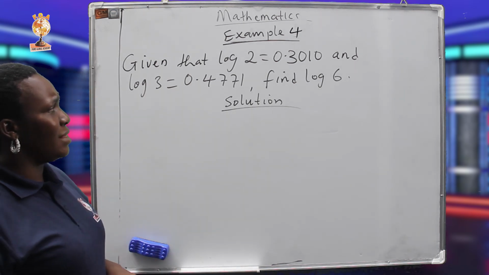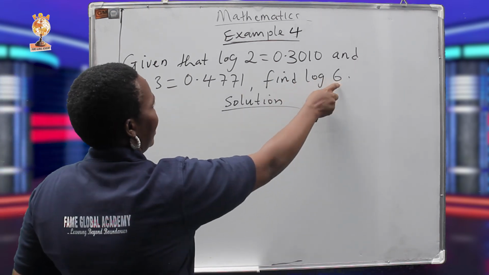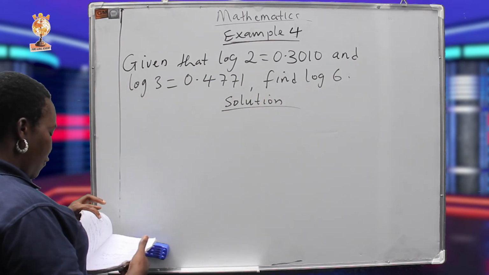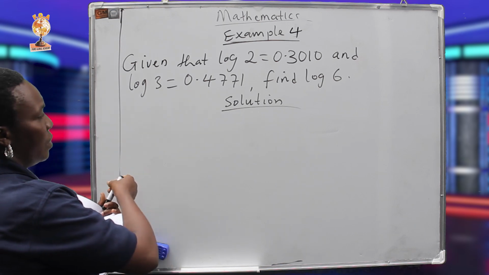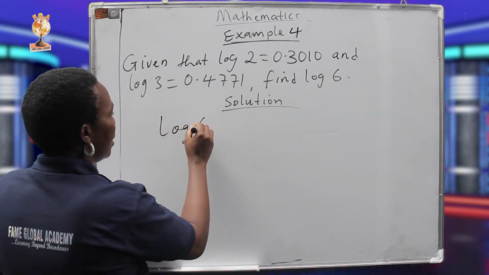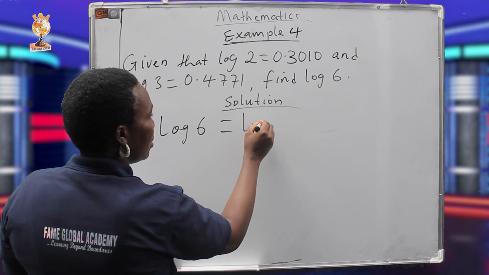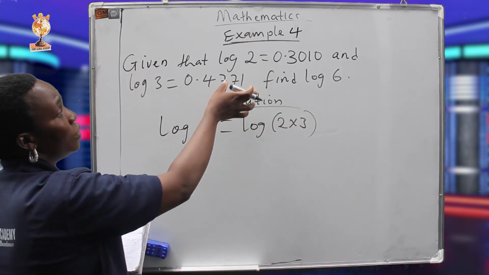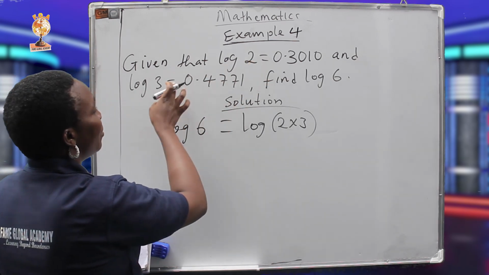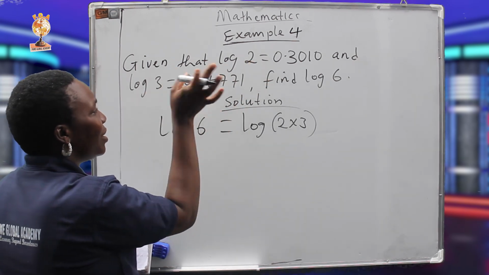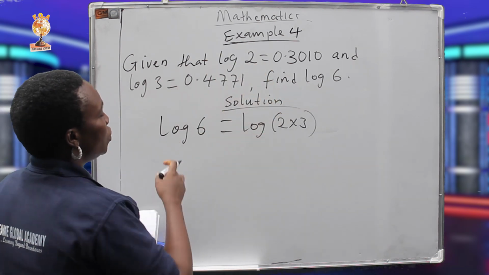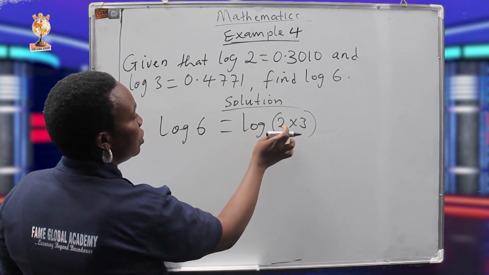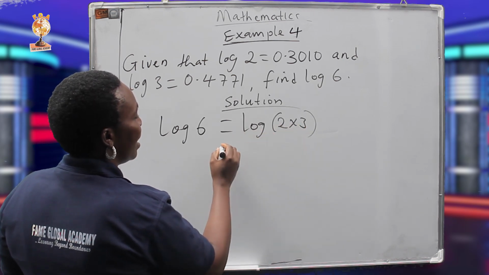You will agree with me that there is a relationship between 6 and 2 and 3, because 2 times 3 will give you 6, right? So if we are looking for log 6, log 6 is equal to what? Log of 2 times 3. Yes, 2 times 3 is 6. Because the question already gave you what 2 is, and it already gave you what 3 is. So that's to tell you that 2 times 3 will give you 6.